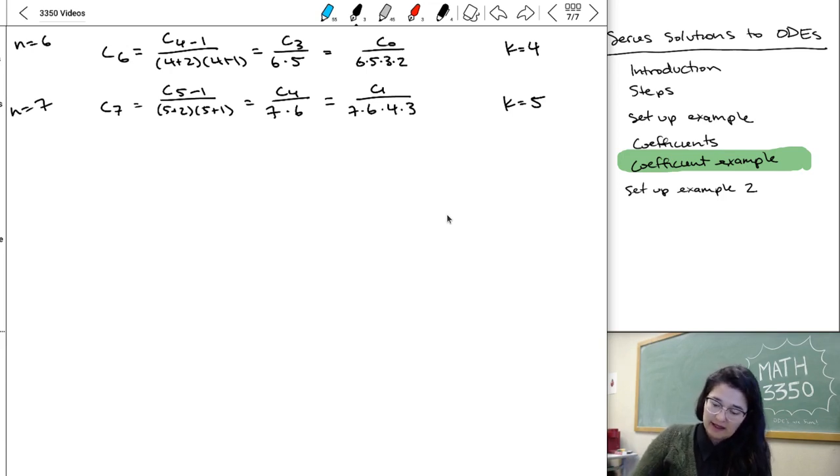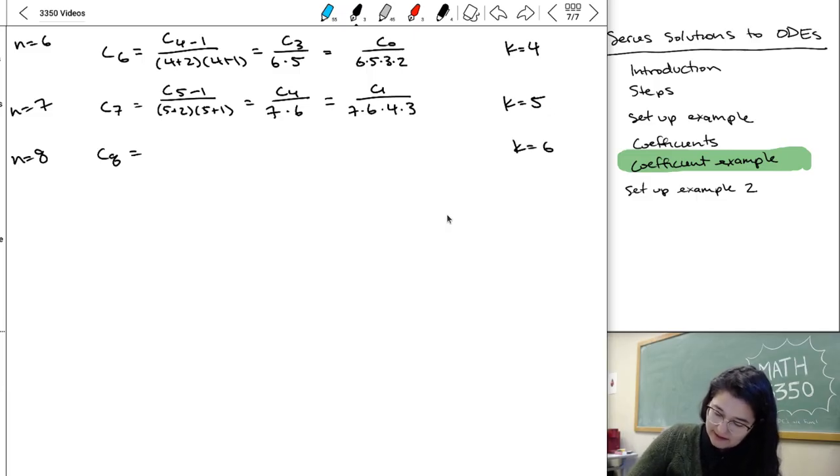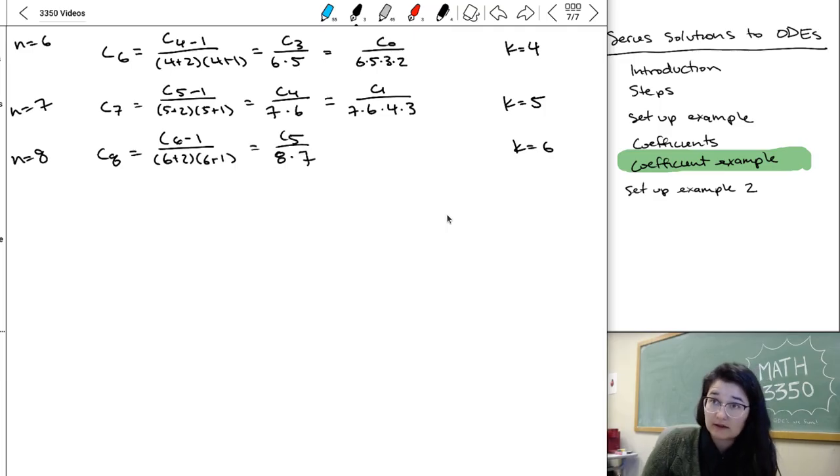And then when I get to n equal 8, that's when k is 6. So I'm looking at C6 minus 1 over 6 plus 2 times 6 plus 1. That's C5 over 8 times 7. But C5 was 0, so this is another 0.